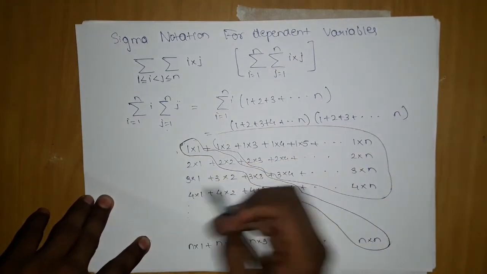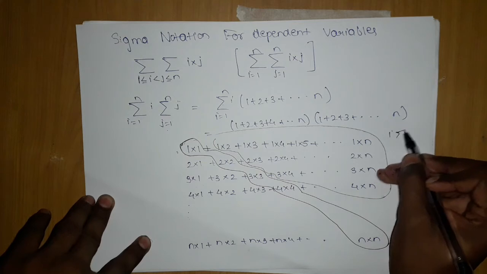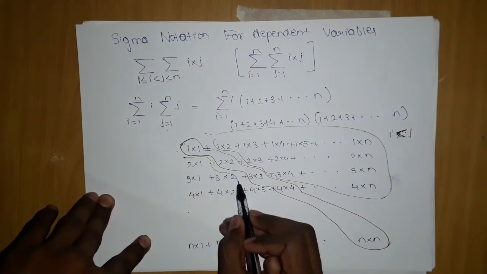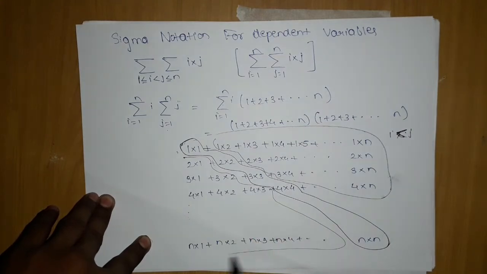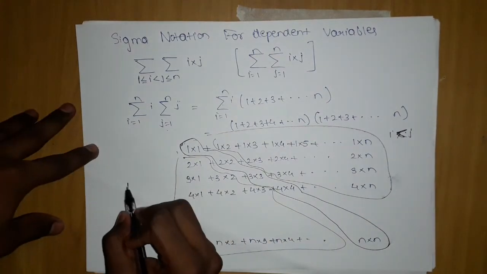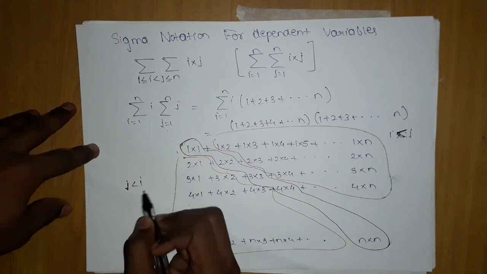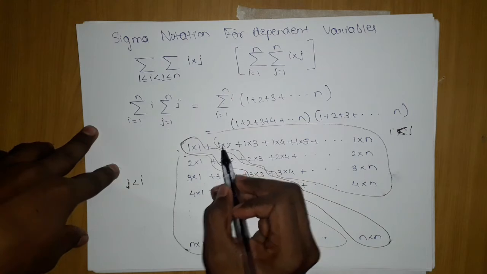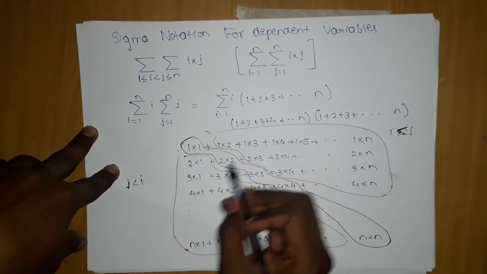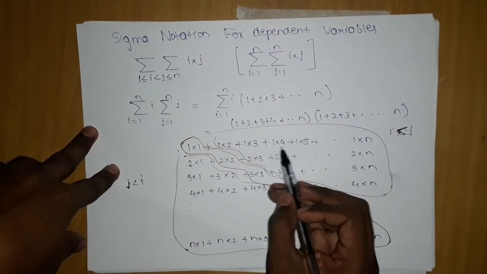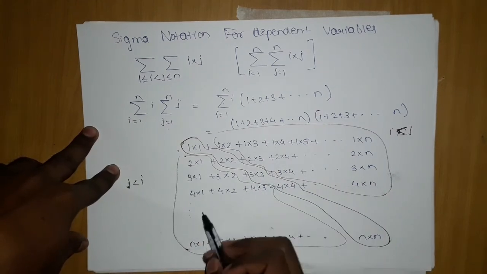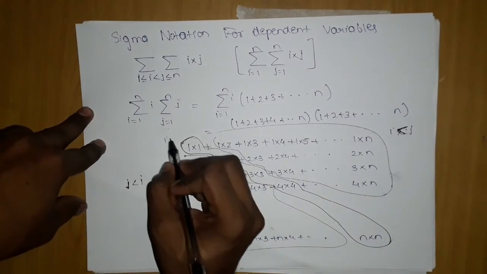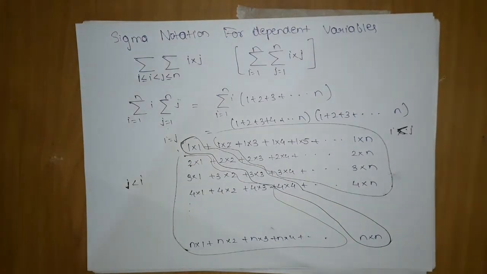In this upper part, j is greater than i, while in the lower part, if you observe clearly, you will come to know that j is less than i. But if you observe one more thing, 2 into 1 is nothing but 1 into 2, 3 into 1 is nothing but 1 into 3, 4 into 1 is nothing but 1 into 4, so the values are the same. And on the diagonal, i is equal to j.